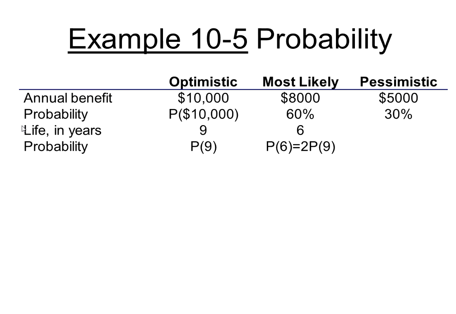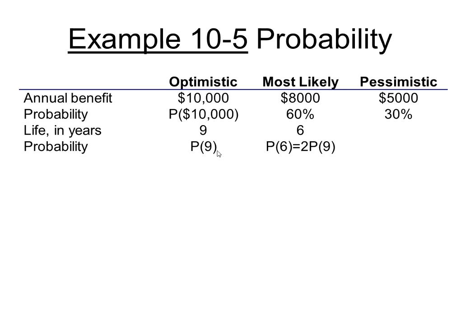Now, separately from the annual benefit, we also have a distribution for the life. So these are two different distributions. One for annual benefit, which has optimistic, most likely, pessimistic. For annual benefit, we have three: optimistic is first, most likely is second, and pessimistic is third. But for life, we only have two situations. It could be a life of 9 years, or it could be 6 years.